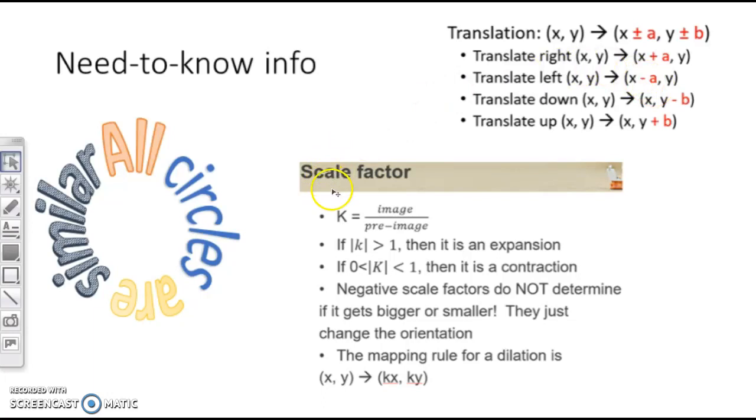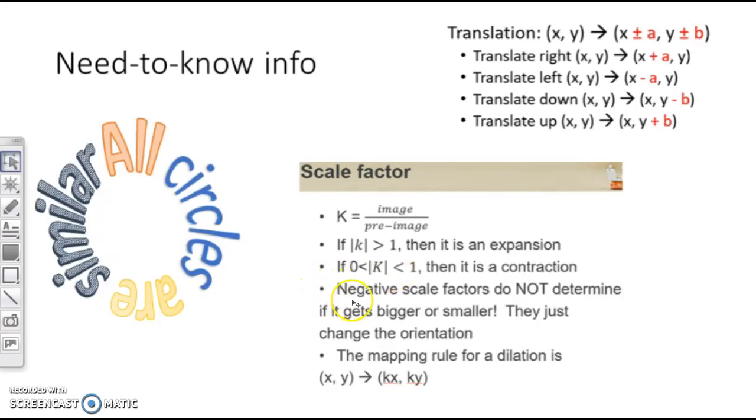And then also scale factor. Scale factor is how we dilate something to make it bigger or smaller. Remember, your formula to find the scale factor is an image length over a pre-image length. If the scale factor is greater than 1, it's an expansion. Between 0 and 1, it's a contraction. You actually don't need all this information for the quiz, but it's all really great information to review, so I'm just going to keep rolling.